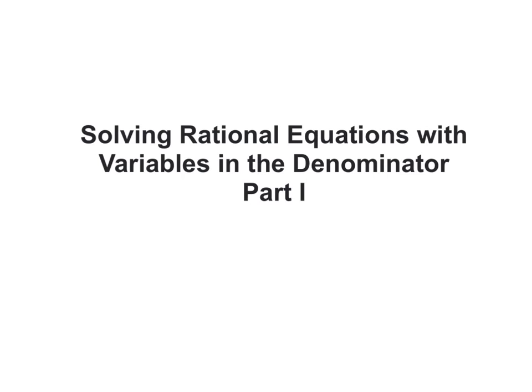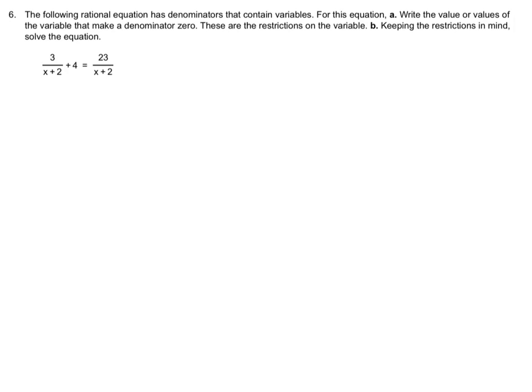Solving rational equations with variables in the denominator, Part 1. Question 6. The following rational equation has denominators that contain variables. For this equation, write the value or values of the variable that make the denominator 0. These are the restrictions on the variable. B. Keeping the restrictions in mind, solve the equation.